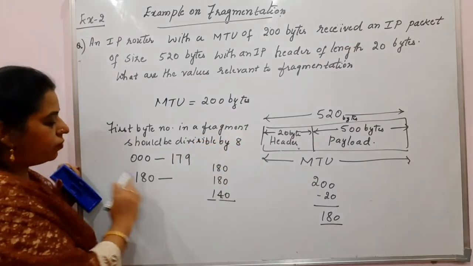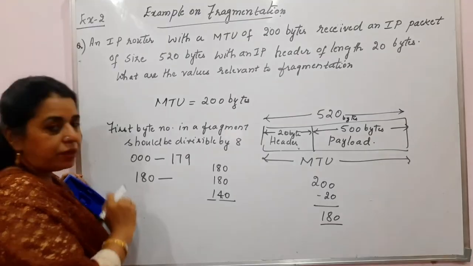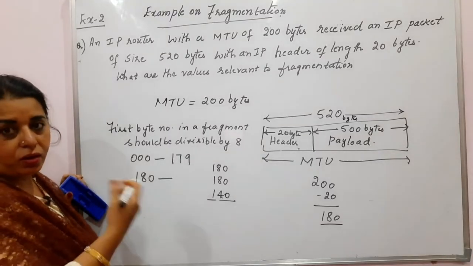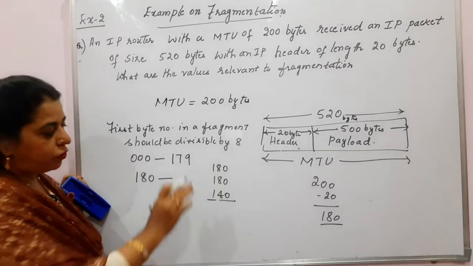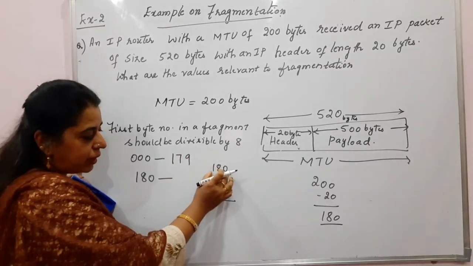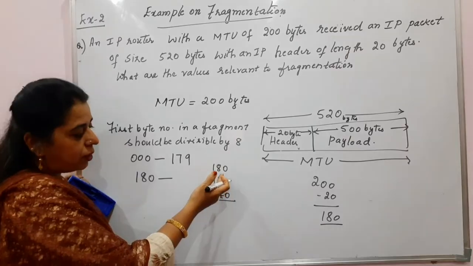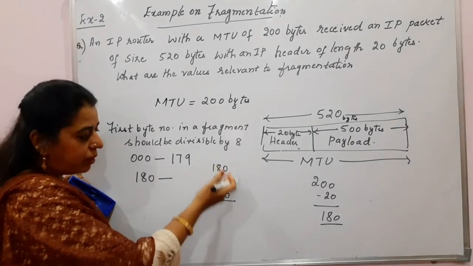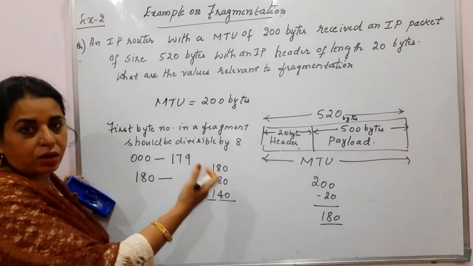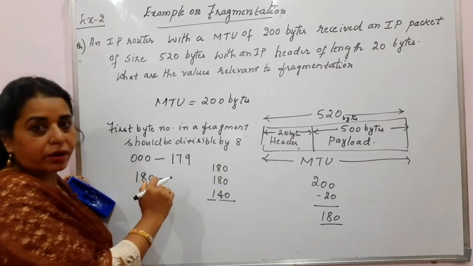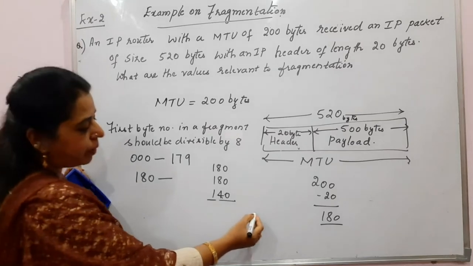In this case, 180, if you take, it is not divisible by 8. Then you are not going to consider this length of 180. So what should be the size of that fragment? You take the number which is nearest to 180 but divisible by 8. If you take 179, not divisible; 178, not divisible; 177, not divisible; 176 is divisible by 8.